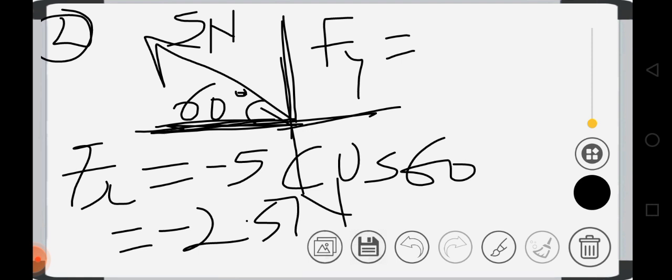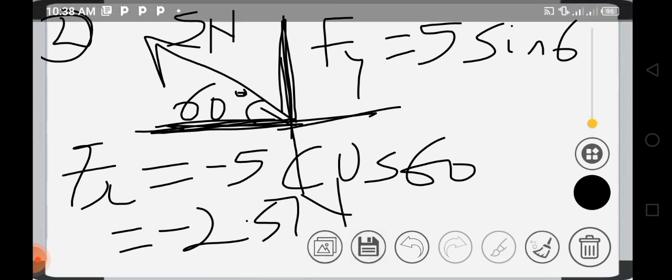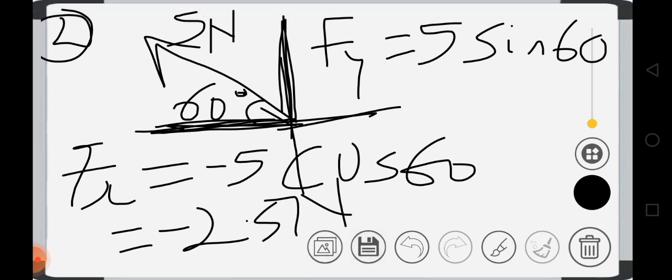If you check now, this is the upper side. Y is positive. That's 5. Then you now take sine for the y component. Sine 60. Sorry about that.